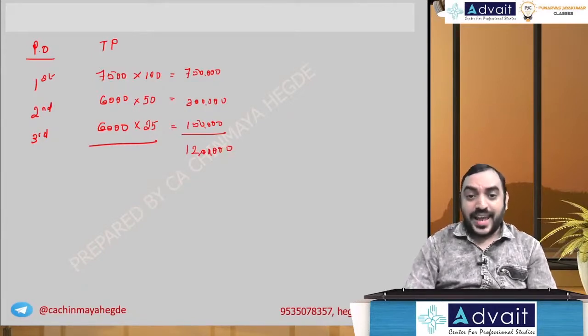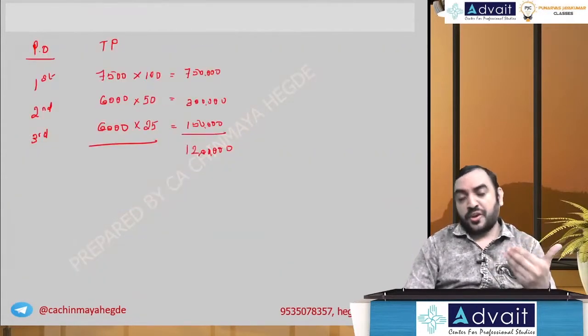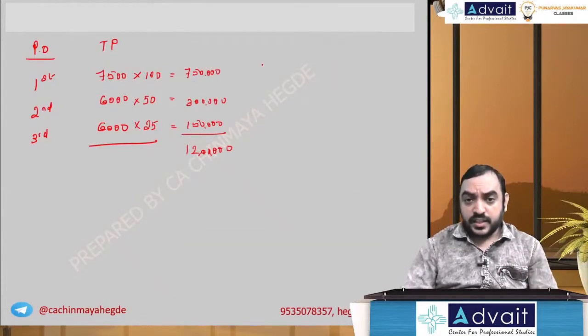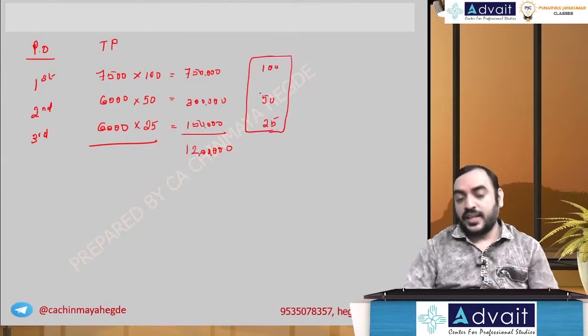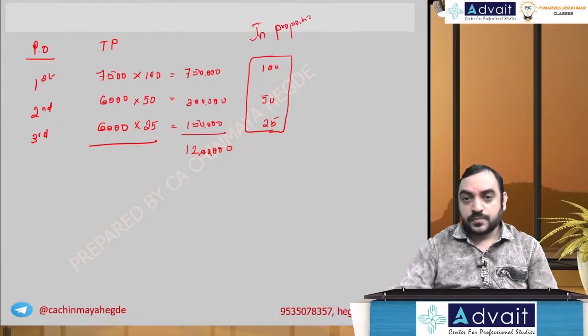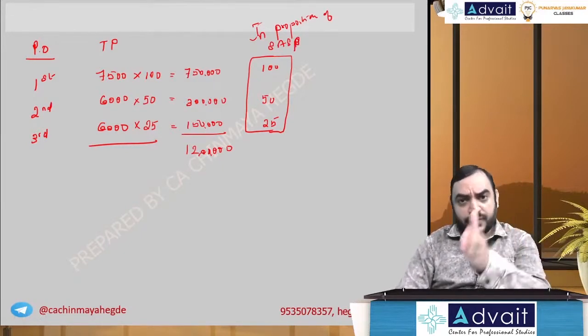Okay. Now this 12 lakh should be distributed among the total number of customers. So what is the allocation? Here we are going to get 100 customers, here 50 customers, and here 25 customers. This is the proportion, the standalone selling price, SASP. That is basically, if you come only for the first year, it is 100 into 7,500.